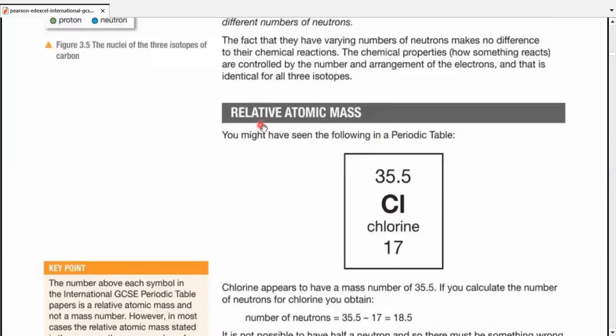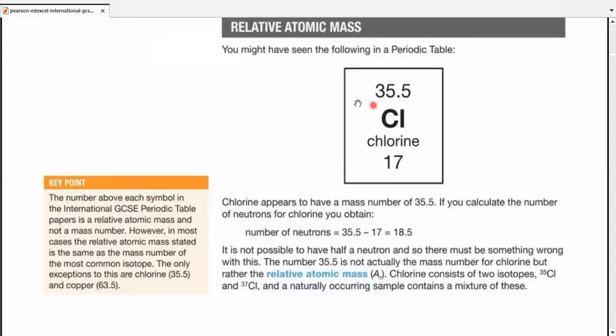So we have come up with a method, a relative atomic mass definition, and we'll tell you how we came up with this number, 35.5. In order to connect both the ideas, let's take a look. 35.5 means that if you subtract these two numbers to find the number of neutrons, it's 18.5. It's not possible to have half a neutron, so there must be something wrong with it. Actually, this is not the mass number of chlorine. This is the relative atomic mass, which is also shown by Ar.